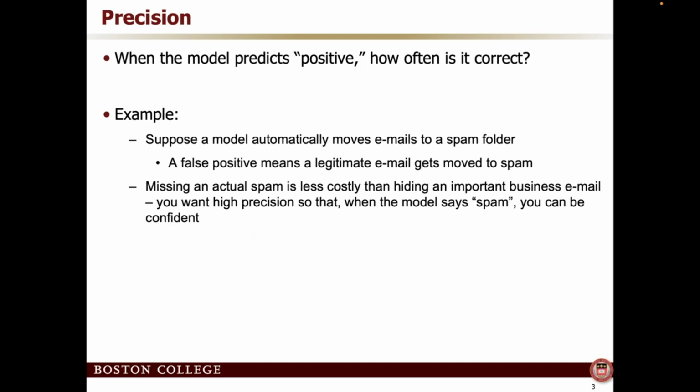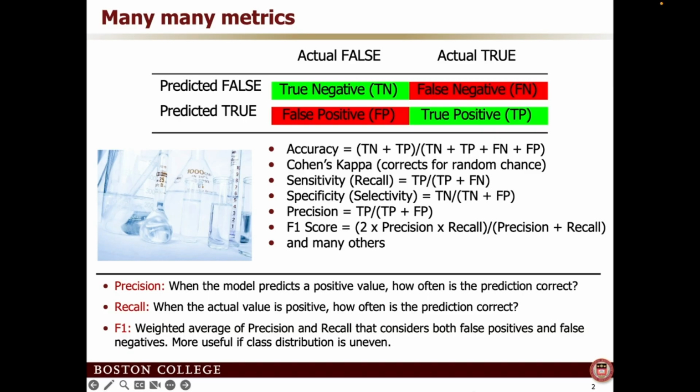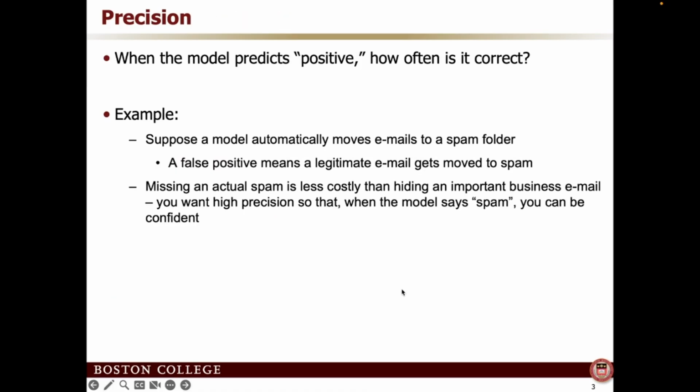So let's start with precision. The idea of precision is when the model predicts that something is positive, how often is that positive prediction correct? Okay. So back here, actually, if we look at the actual calculation, it's the true positives over the true plus false positives. When the model predicts a positive value, how often is that correct?